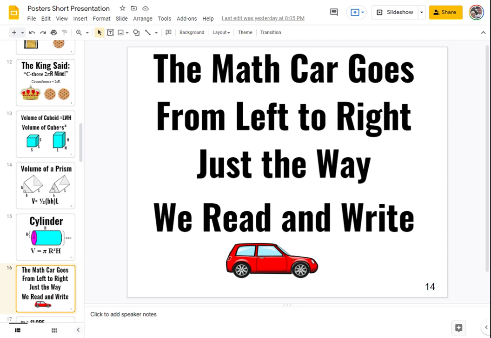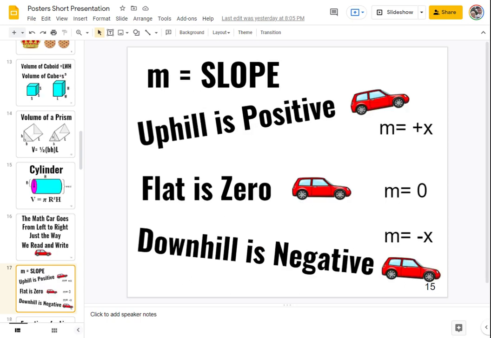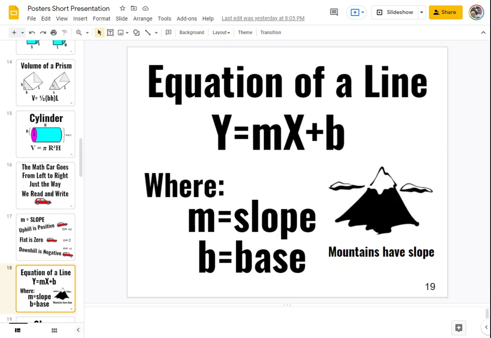A useful thing to say is the math car goes from left to right just the way we read and write. If it goes uphill, it's positive. If it goes downhill, it's negative. If it stays flat, it's 0. M is what we call slope. The equation of a line in algebra is y equals mx plus b, where m is the slope, x is an x-axis, y is the y-axis, b is the base.